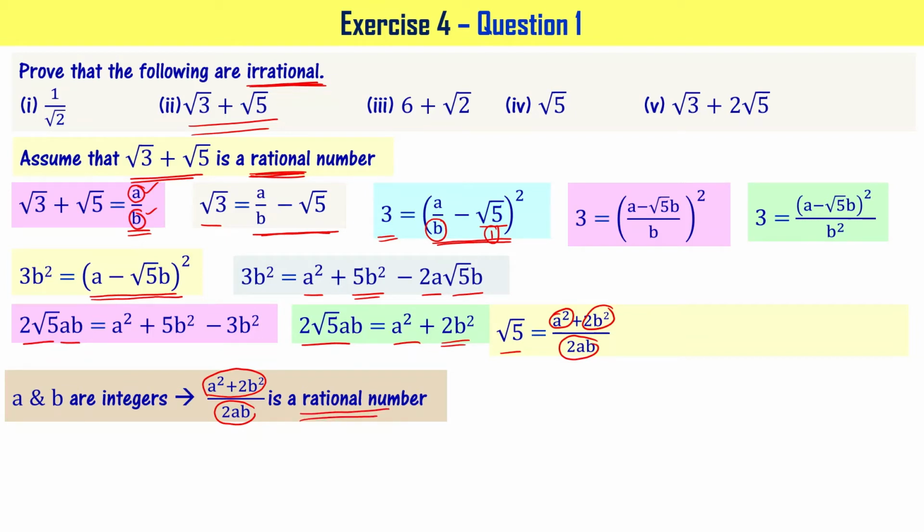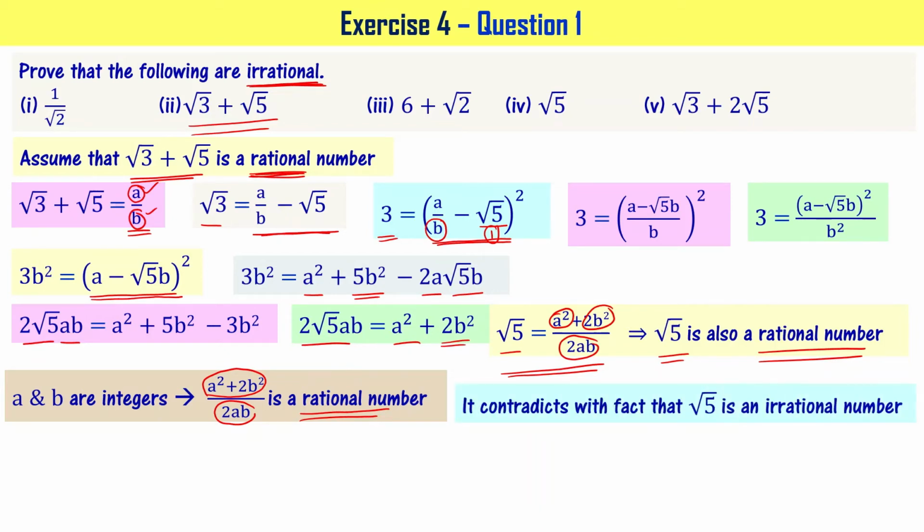As per this, RHS is a rational number. It implies that root 5 is also a rational number. Got it? But we know that root 5 is an irrational number, right? Whatever we obtained here, it is contradicting with the fact that root 5 is an irrational number.